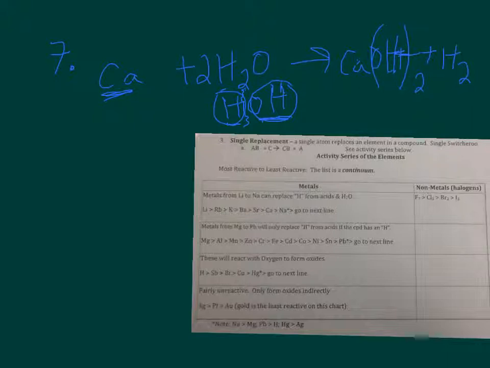And it's balanced. So again, with single replacement, you look at your single item. On this chart, it has to be higher than the item in the bond for it to kick out. And the one that gets kicked out, if it's a diatomic, you have to write it with 2. Otherwise, it's just written with a 1 that you don't write.